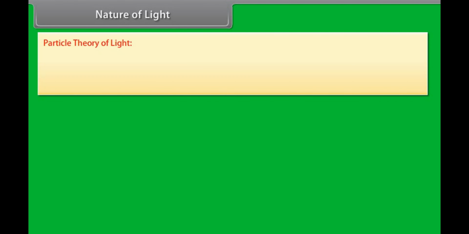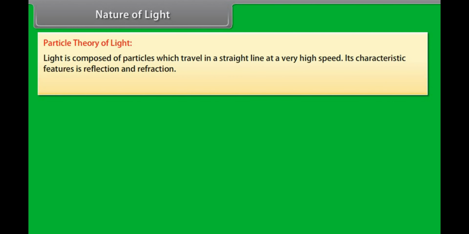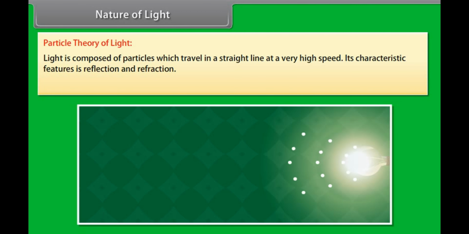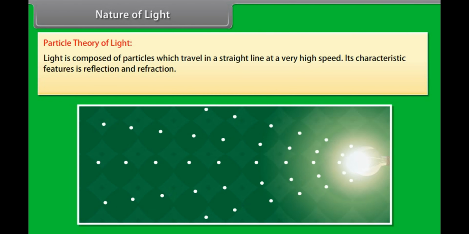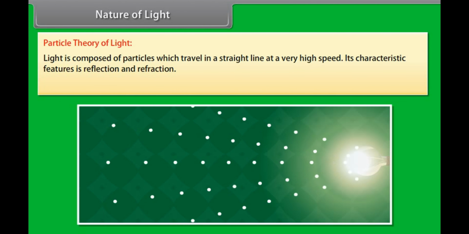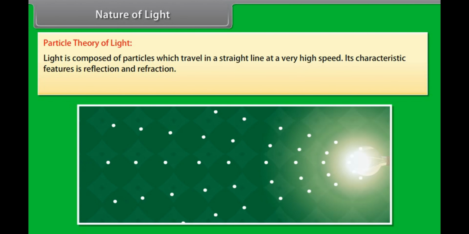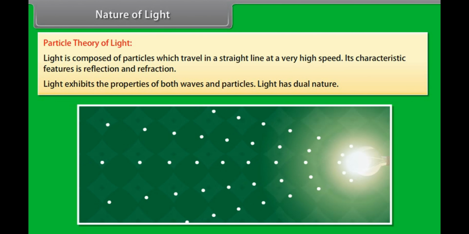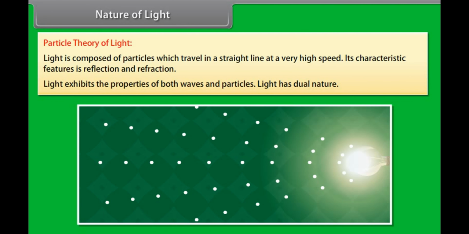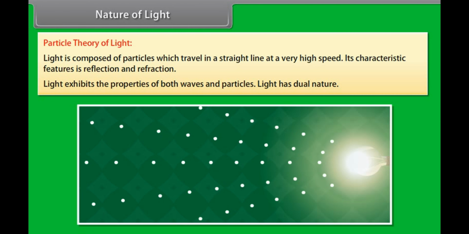Particle theory of light. Light is composed of particles which travel in a straight line at a very high speed. Its characteristic features are reflection and refraction. Light exhibits the properties of both waves and particles. Light has dual nature.